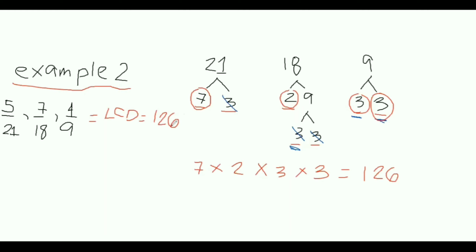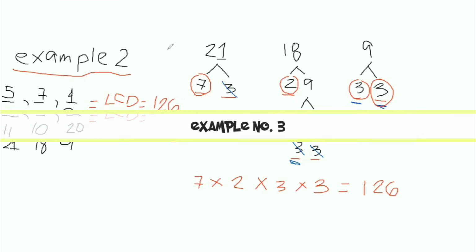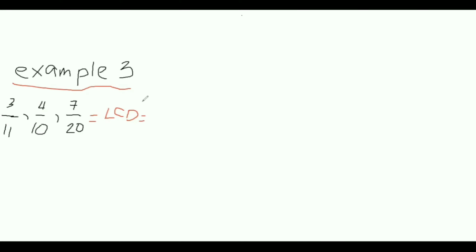Okay, so magbibigay pa tayo ng isa pang example para mas malinawan pa tayo. Naman sa ating example number 3 in finding LCD using prime factorization, here are the fractions, 3/11, 4/10, and 7/20. So kagaya kanina, we are going to write the denominator here, 11, 10, and 20. So, 11. So, ano ba ang factors ng 11? 1 and 11 lang. Wala na tayong pwedeng i-multiply sa isa't isa na ang magiging sagot ay 11 kasi ang 11 ay prime number na.